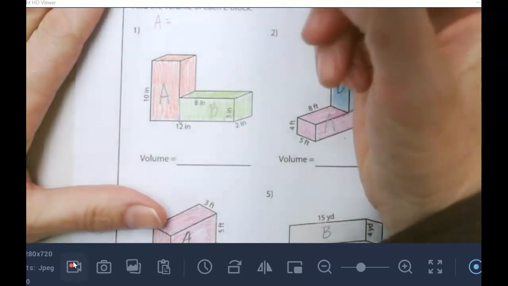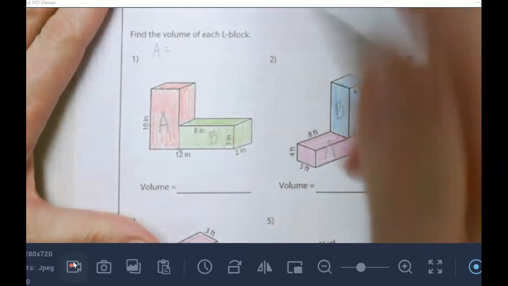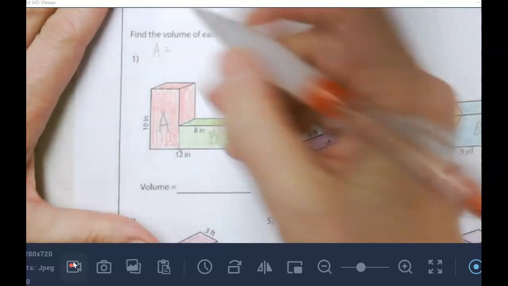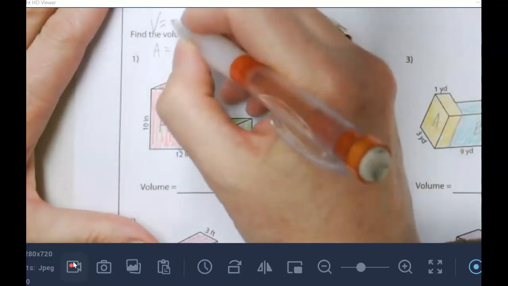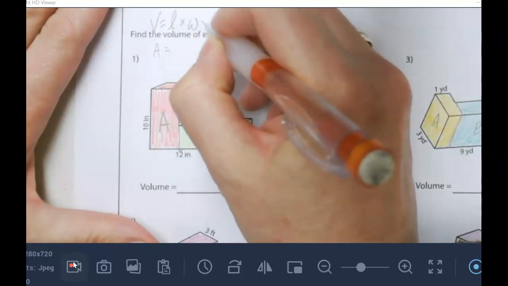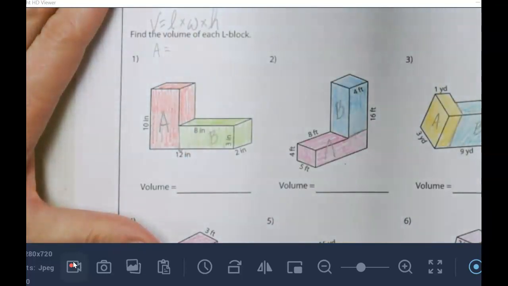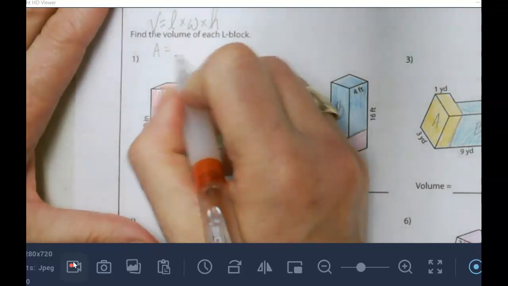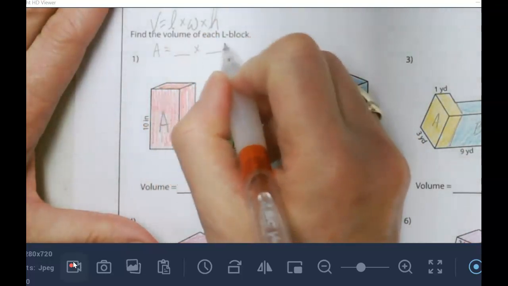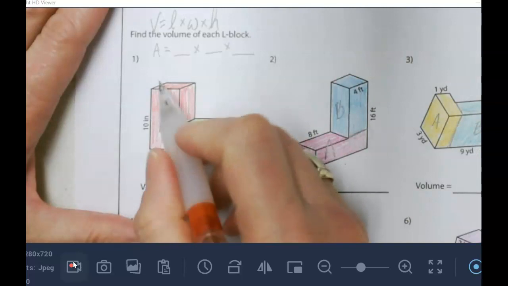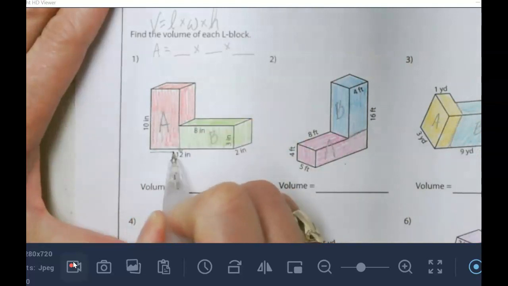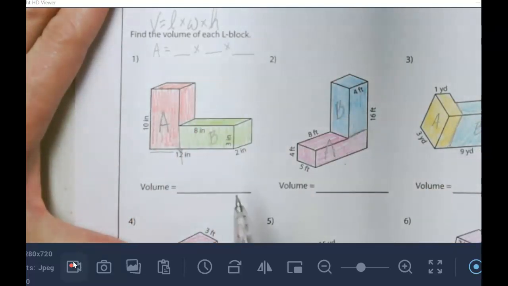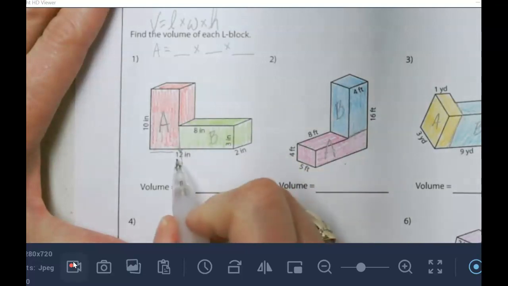We've got the formula for volume. Volume equals length times width times height. Okay? We keep doing that. So for A, we need to find length and width and height. So A, here's the length, but we've chopped the 12. So we cannot use the 12.